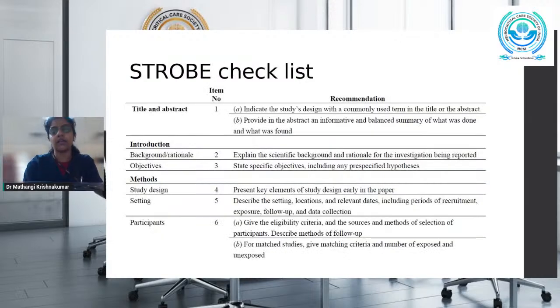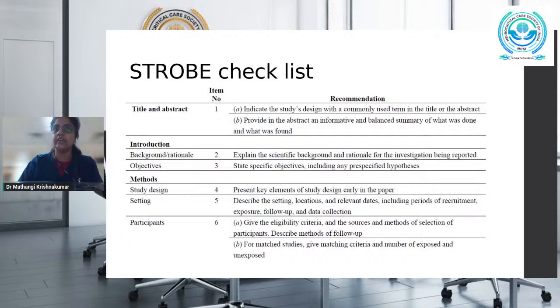So for any cohort study, the EQUATOR guidelines say we need to go through what is called the STROBE checklist for a critical appraisal. If we categorize this article based on different subheadings, the title and the abstract did indicate the study design, and the abstract gave an informative, balanced summary of what was done and what was found. The introduction provided a good background rationale, and the objectives were very clearly stated and the hypothesis was clearly stated.